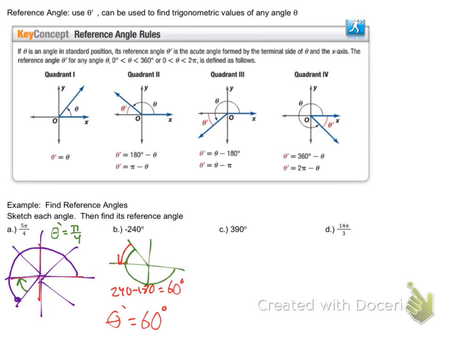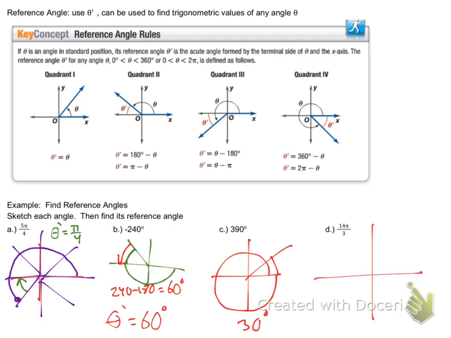390. Wait a minute. 390, that's bigger than what? 360. So I go all the way around. How much further? 30 degrees. Wait a minute. We went further than 360 by 30 degrees. So what's the reference? 30 degrees. You guys getting the hang of this? You guys seeing how it's just the leftover getting us back to the x-axis?